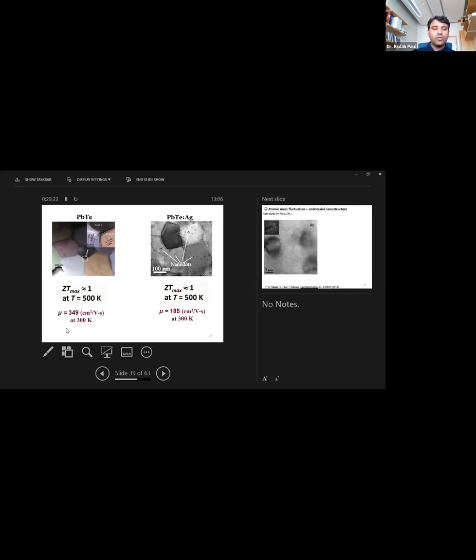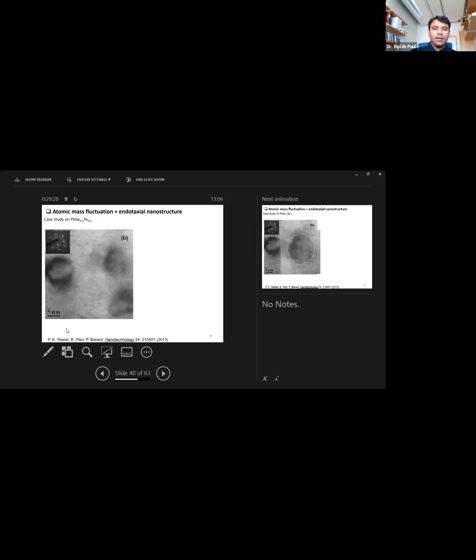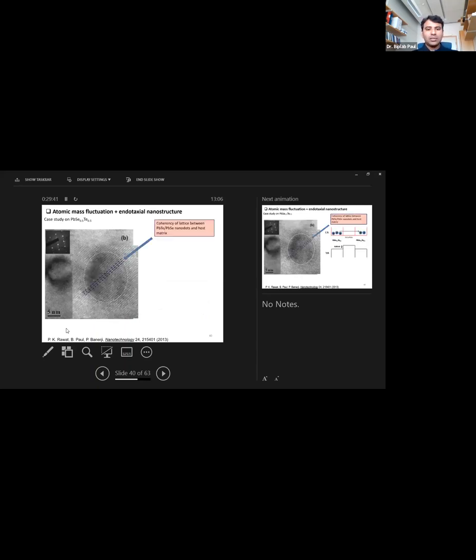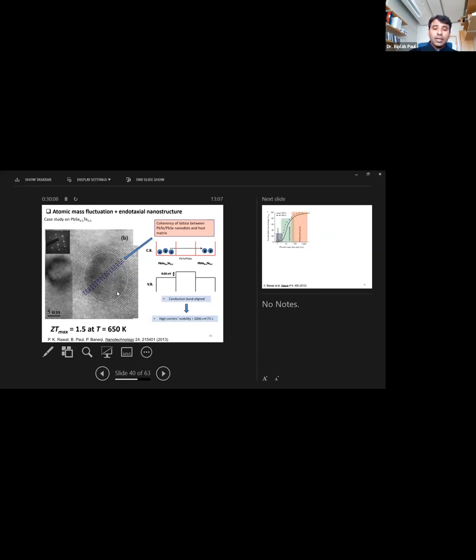So how to scatter phonons without spoiling charge transport? Let's see another case study. What happens if we introduce nanodots within the material system that has perfect lattice matching with the host matrix? This is helpful to avoid scattering of charge carriers, but this is not sufficient. The band of the nanodot should be perfectly matched with the host matrix. It happens the same here. The conduction band of the nanodot and host matrix are perfectly aligned. That's why the mobility of electrons is high, above 1000, which results in a high ZT value of about 1.5 at 650 Kelvin.